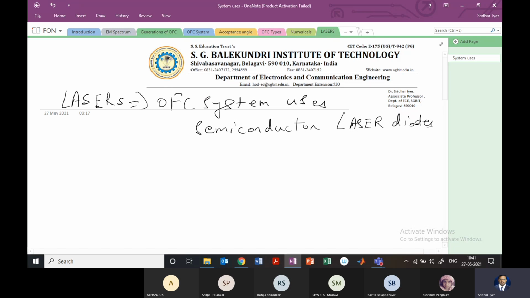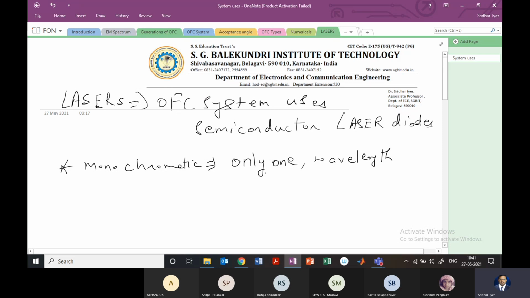The output of this laser is going to be what we call monochromatic. You can understand through this word, it is mono and chromatic. Mono stands for only one, and chromatic is another word for wavelength. That means this laser, which is monochromatic, is highly wavelength specific.